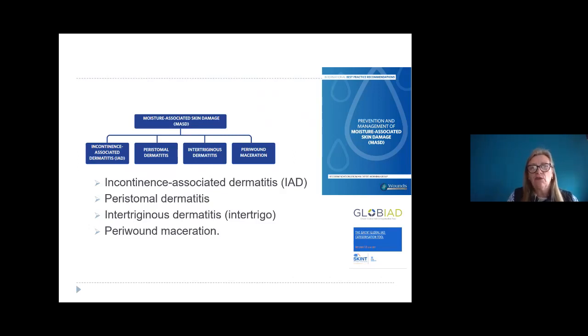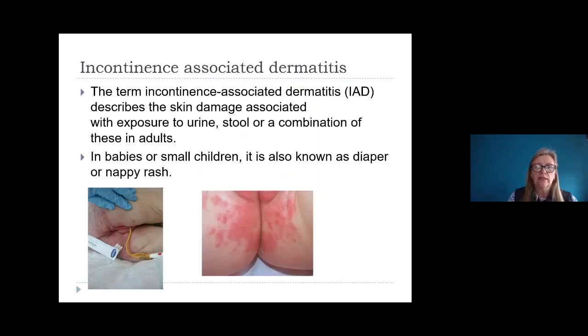So I want to start with the most common one. Let's talk about incontinence-associated dermatitis. This describes the skin damage associated with exposure to urine or feces or both of them. In babies and small children, we call it nappy rash or diaper rash or all sorts of other different phrases. But basically what you are looking at is this kind of superficial damage to the skin.